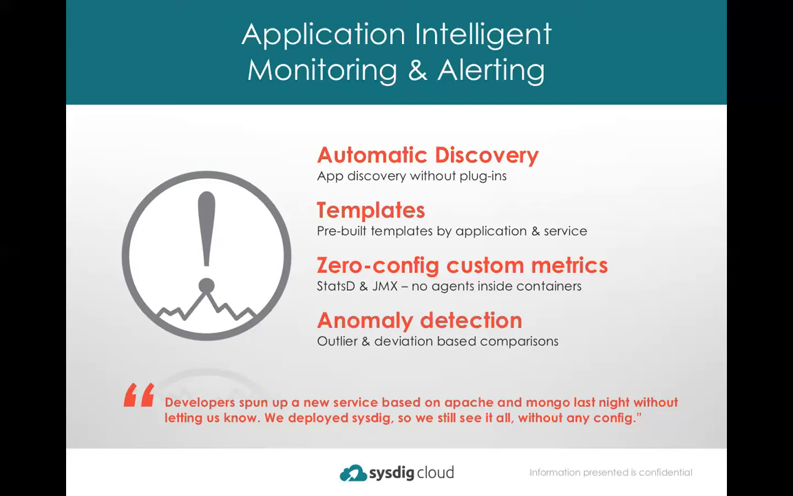Because so many people also use custom metrics for monitoring their applications, we've enabled a zero config model for collecting custom metrics as well, StatsD and JMX. And finally, anomaly detection for outlier and deviation-based comparisons make it pretty simple to understand what's going on in your environment. Again, another example, developers spun up a new service based on Apache and Mongo last night without letting us know. We had deployed Sysdig, so we also see it all without any additional config.